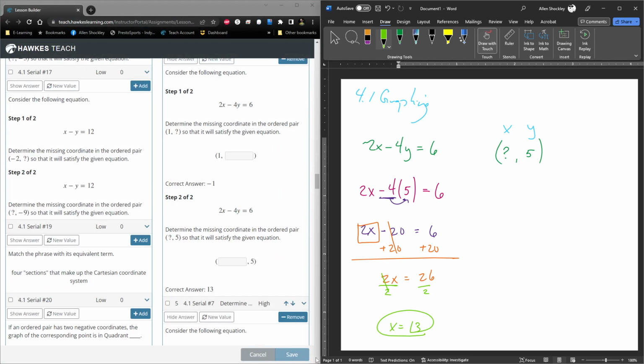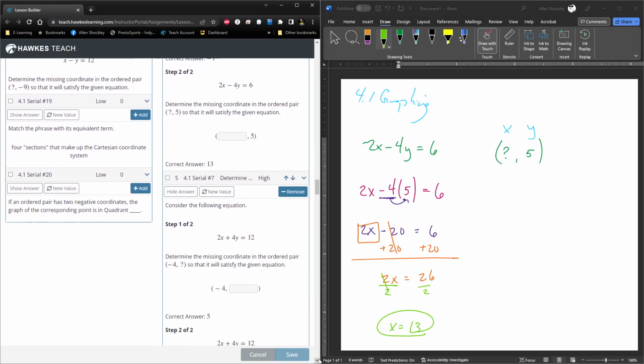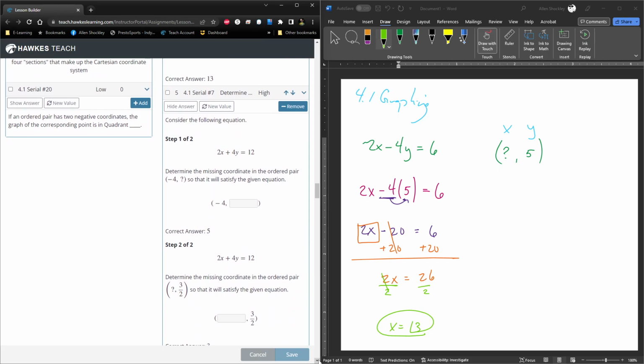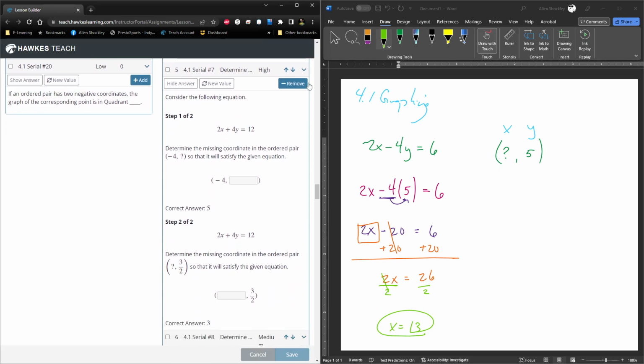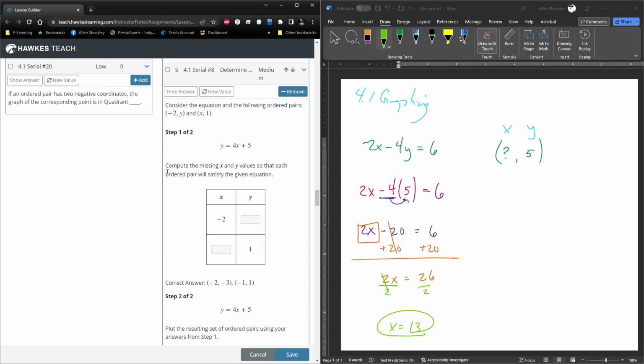See if there's another one that's a little bit crazier. For this, consider the equation in the following ordered pairs. y equals 4x plus 5. Compute the x and y, so each will satisfy the equation. Again, this is just in a table form. So this time you're going to plug in a negative 2 in for x, and you'll get y. The second time through, you'll put a 1 in for y and try to solve for x.